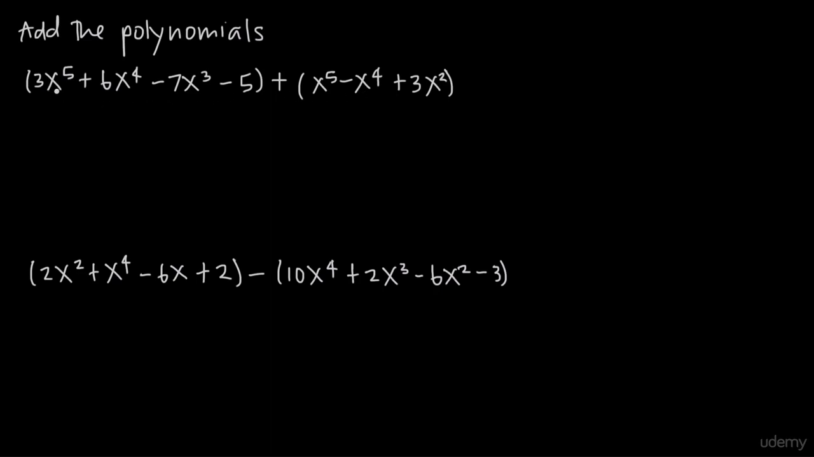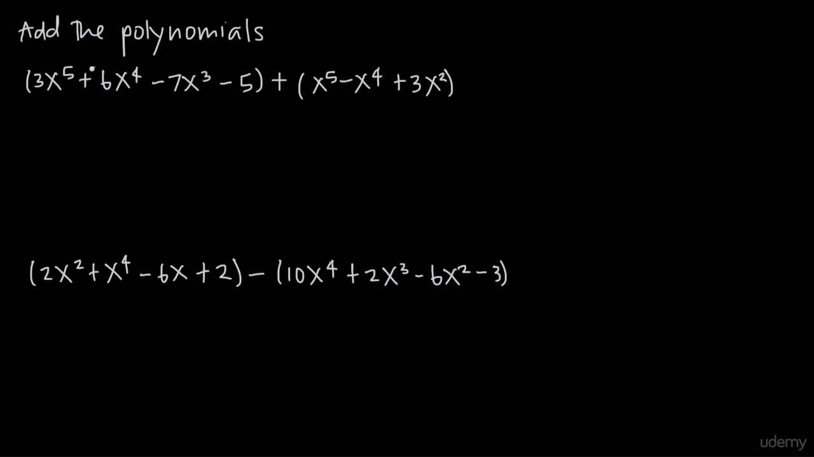We have one term 3x to the fifth, another term 6x to the fourth, another term negative 7x cubed. So we have multiple terms, and these terms can include variables like x's here, exponents like the 5, 4, and 3, and these coefficient terms here, 3, 6, and negative 7, and they can also include these constant terms here like negative 5. So these are polynomial terms here, and we've got two examples. What we want to do is add these polynomials together.